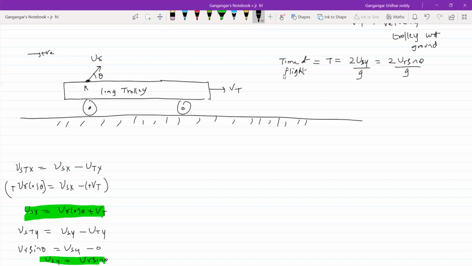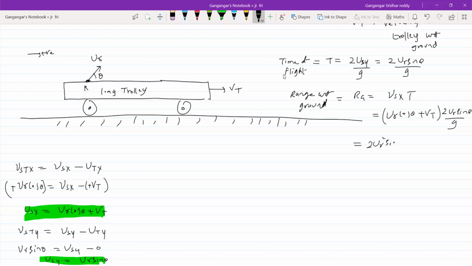Okay, let's come to this. Range with respect to ground. So RG, I'll write it. What is the velocity of the stone with respect to ground along the x-axis? USX into T. So this should be equal to UR cos theta plus VT, times the time of flight 2UR sine theta by g. So this is 2UR square sine theta cos theta by g.